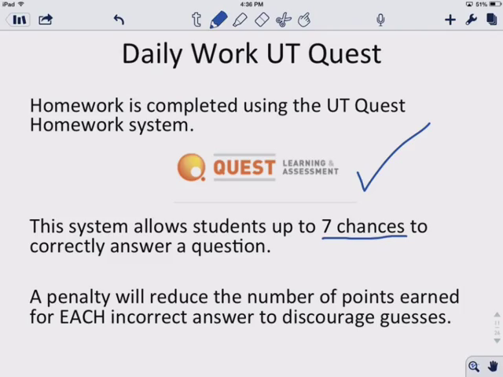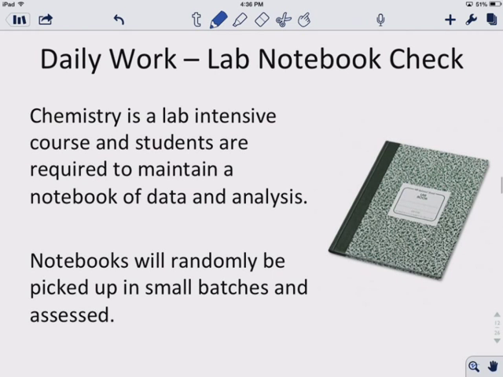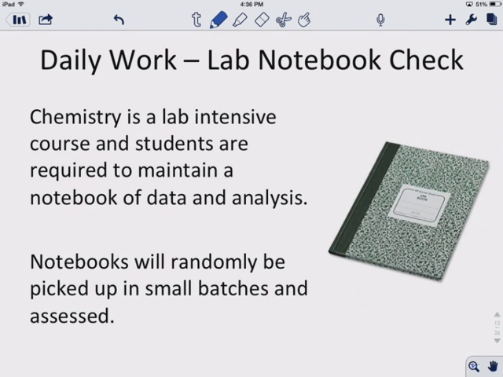Every time that we miss something, you reduce the number of points that you earn. So you do get chances, but if you use all 7 tries, you're only going to get about 7 points instead of 10 points for each question. But this allows you to make up every single question every single time. Other daily work that we have is a notebook check.